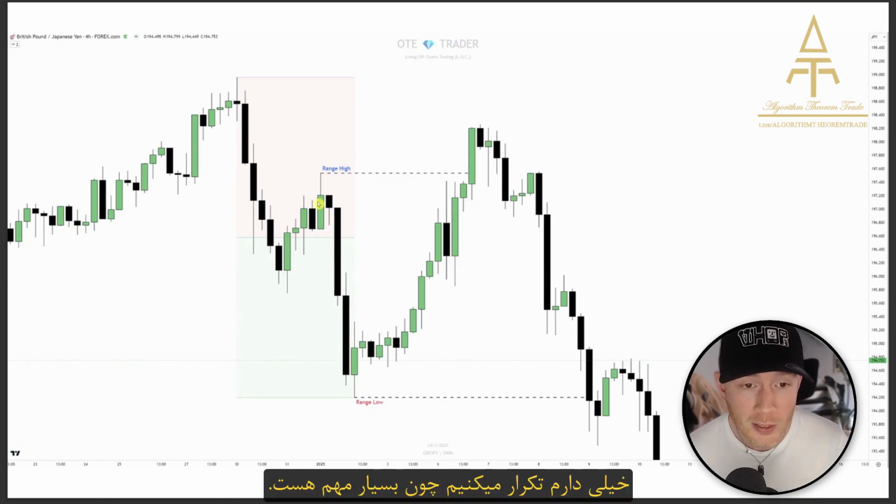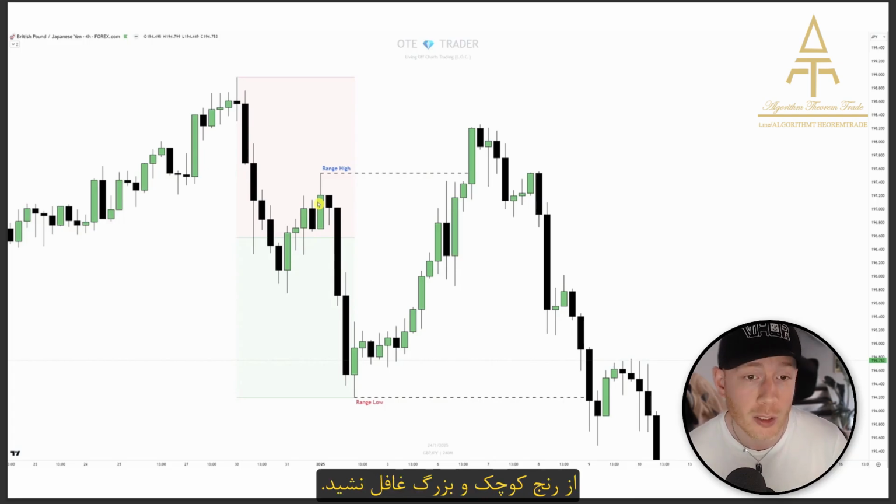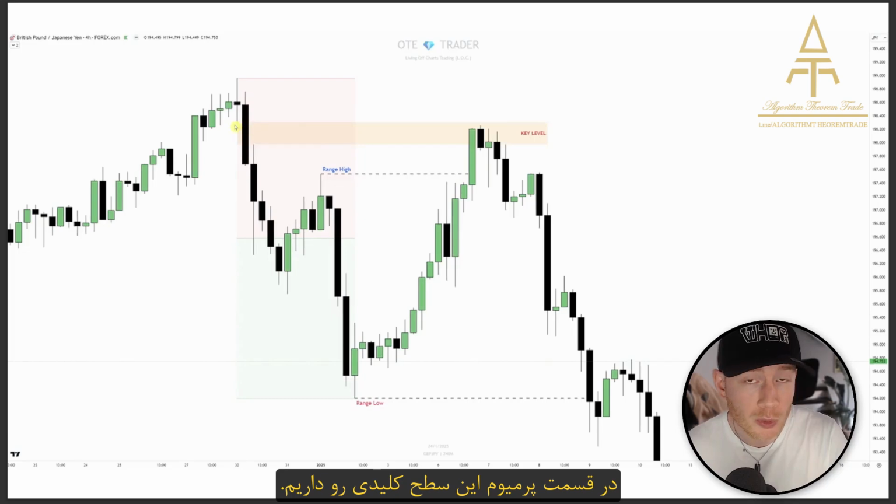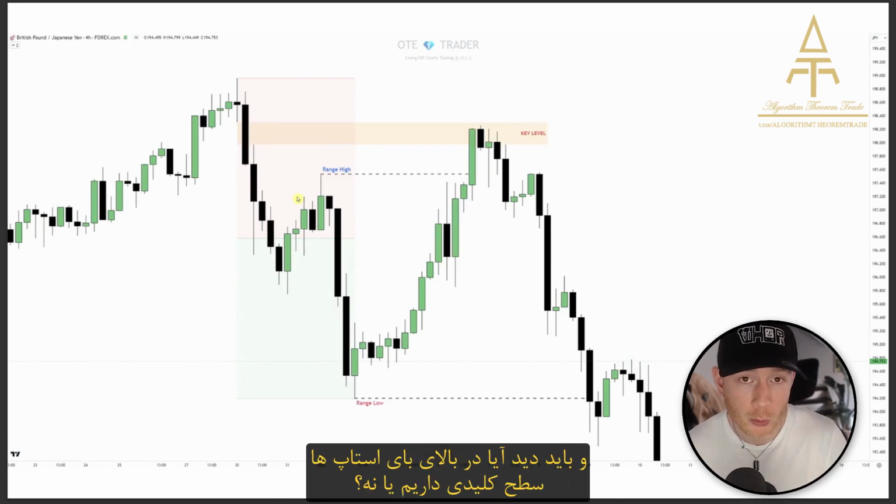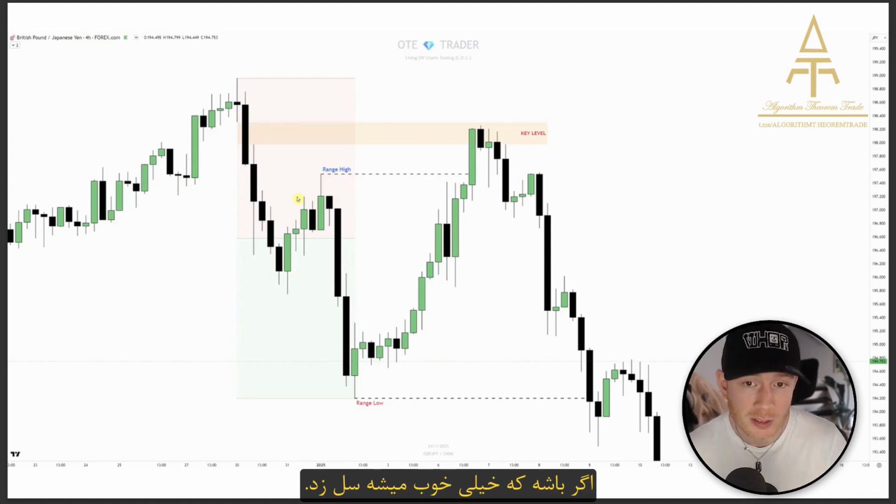And I keep repeating it, but this is so important when you order pair: use a smaller range within a bigger range. We can see the key level, which is above it. So think about the sequence you're doing: premium and discount, smaller range within a bigger range. Is there a key level above those buy stops, above the range high? If yes, this is a very good area for a short.